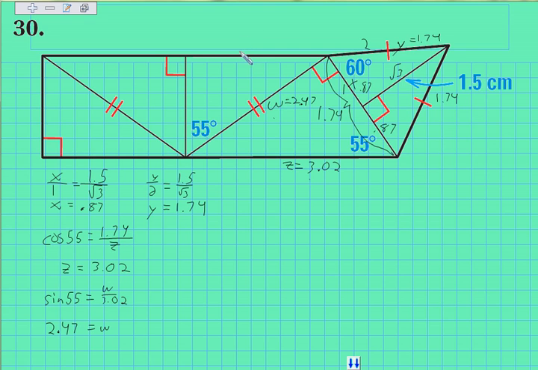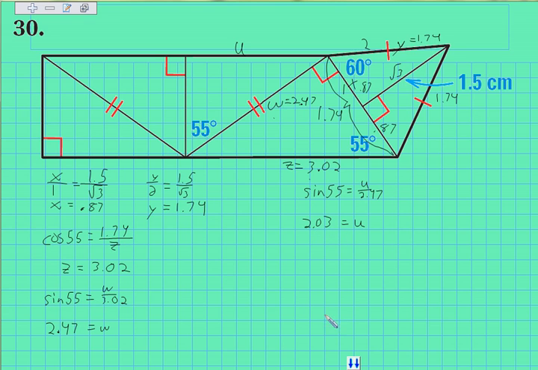Now I'm going to use this value to solve for this, and we'll call that value u, since I've run out of variables. Relative to the 55, this is the opposite side and that's the hypotenuse. So I can say that the sine of 55 is equal to u over 2.47. And in that case, u is equal to 2.03.